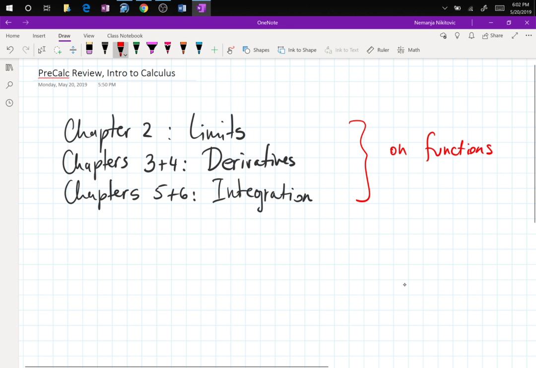Now, function is a concept you learn in pre-calculus. Some of you might have called it college algebra or algebra 2 or whatever name came up. But in some course in your previous education, you learned about function. So now, what is the function?